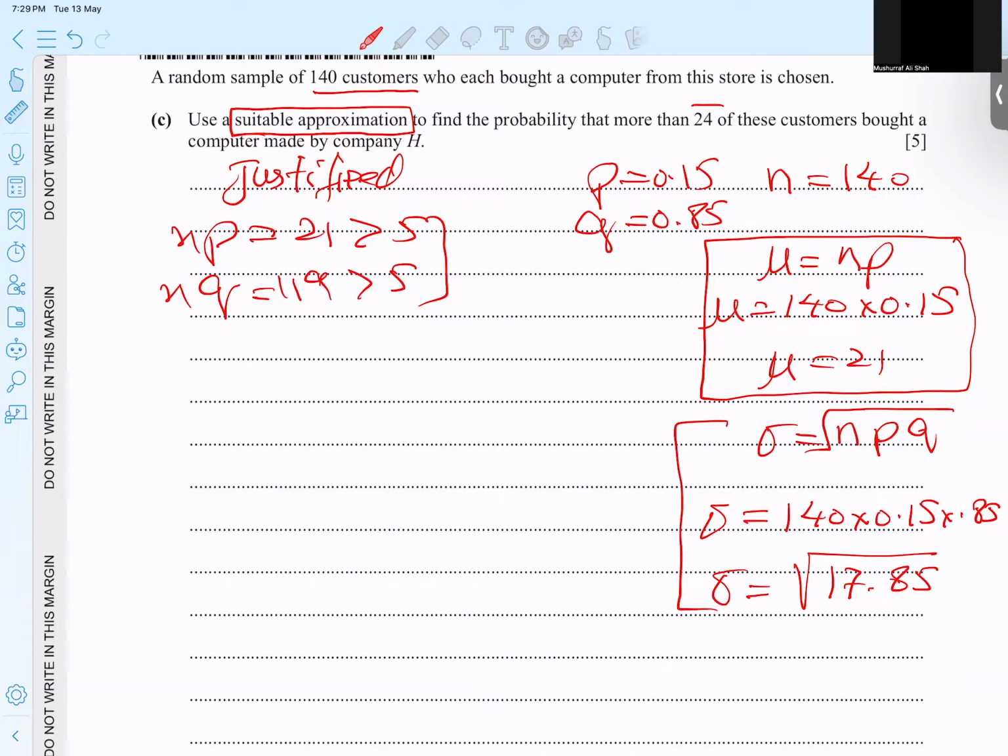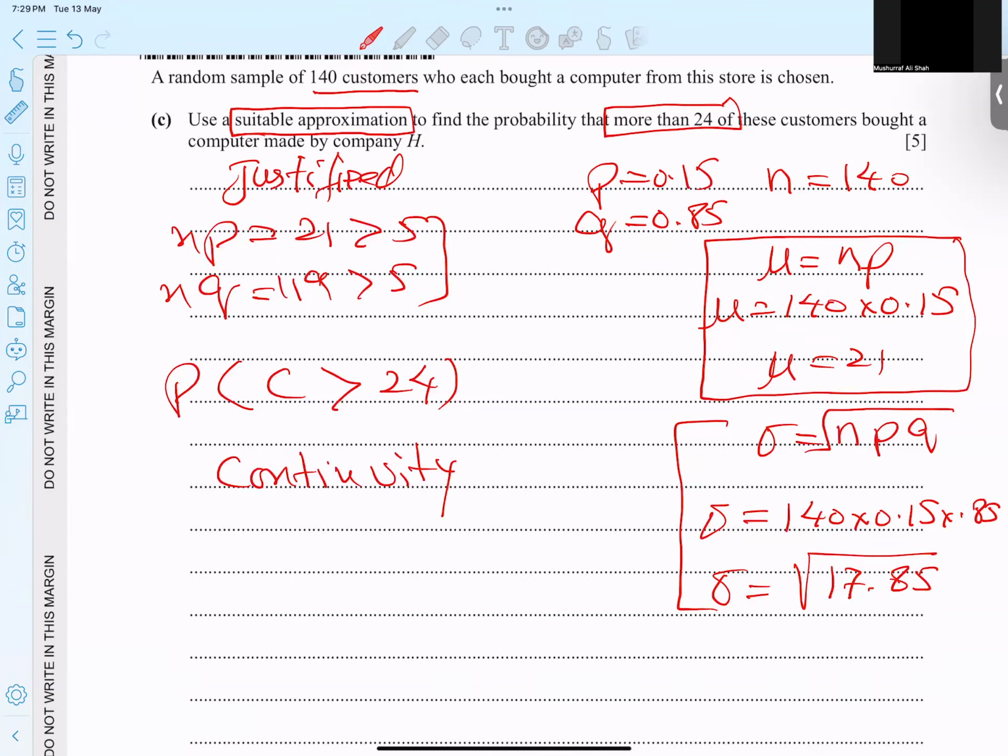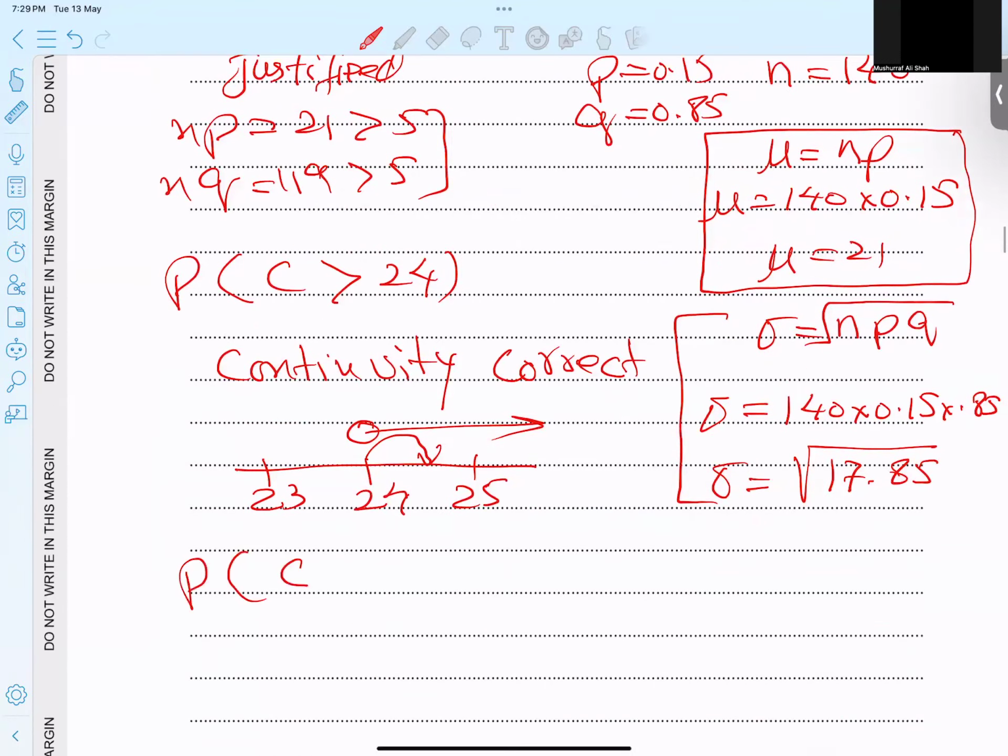And you know what he said? More than 24. So find the probability that more than 24 customers out of 140. More than 24 means customers are more than 24, and we go for continuity correction. So how do we do continuity correction? We draw a number line: 24, one number bigger 25, one number smaller, just for your understanding. So I move 0.5 forward according to the inequality. So x is more than 24.5.